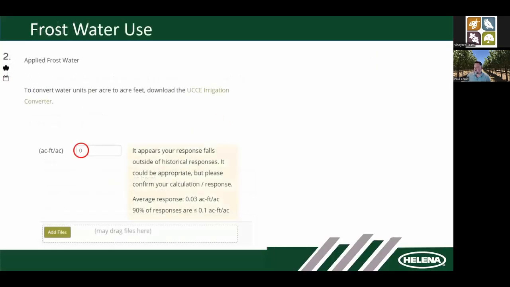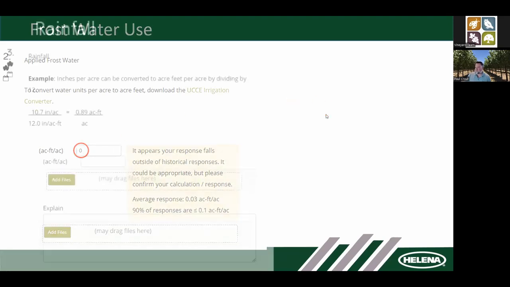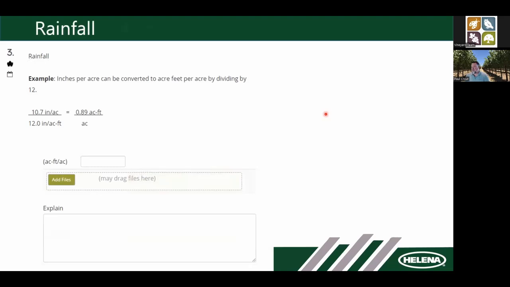Here I will go back. You will enter that information in your frost water use. Okay, now we go to rainfall.